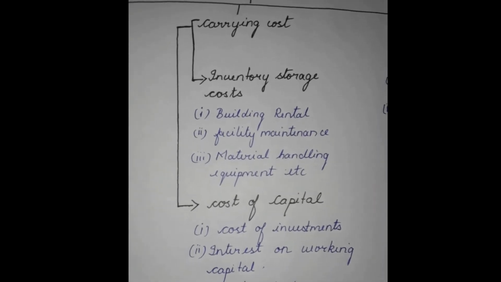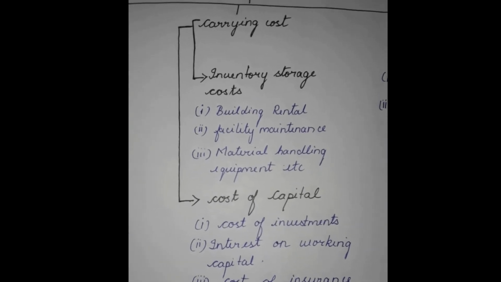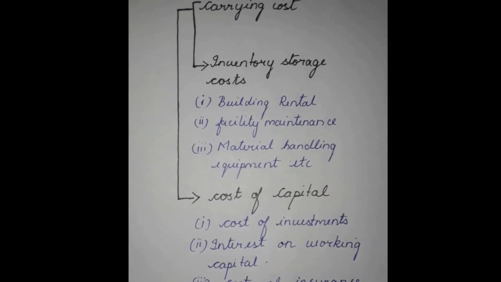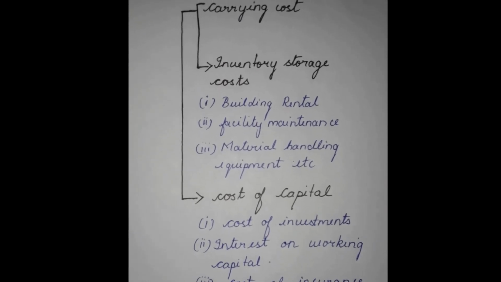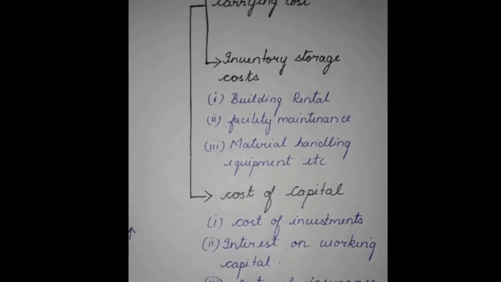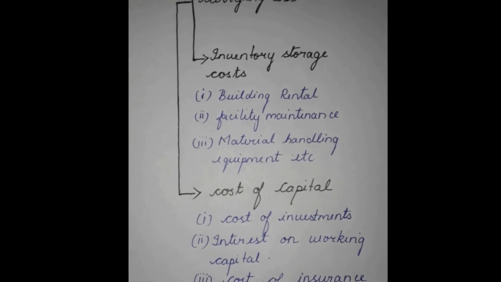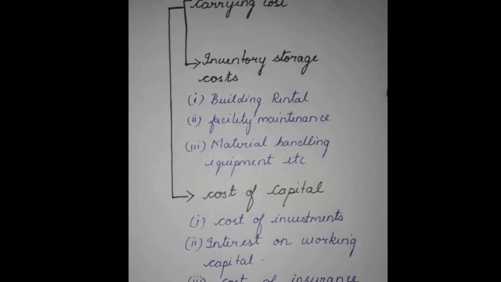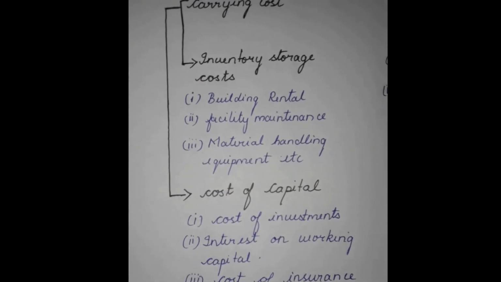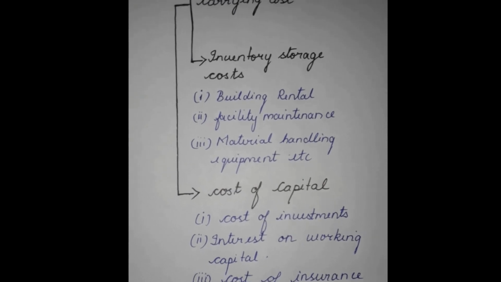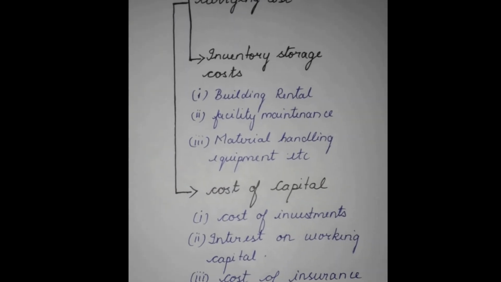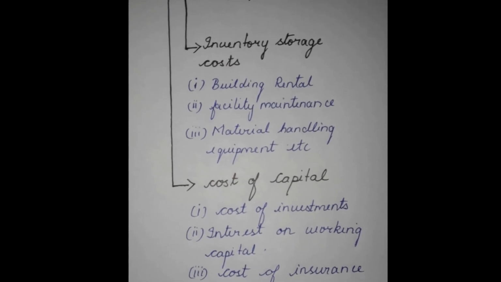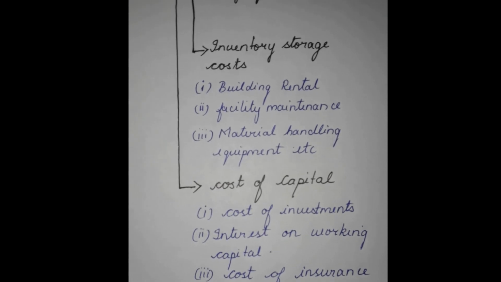Then we look at cost of capital. Cost of capital will include cost of investments, which might be investment made on the goods itself or the facility at which the goods are stored, the interest that is being paid on the working capital, and the cost of insurance for the building or for the goods that are held at storage. So these two costs are relevant when the inventory is held by the manufacturing firm itself.